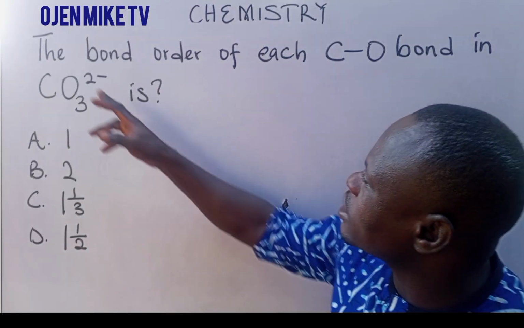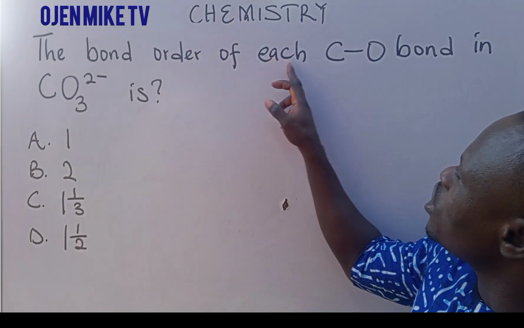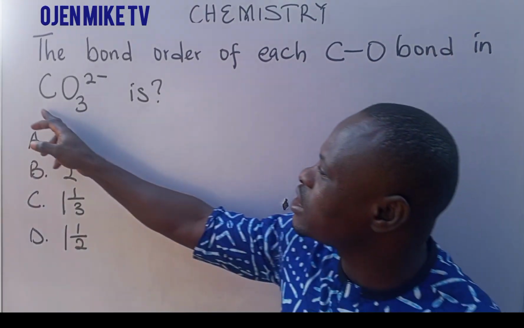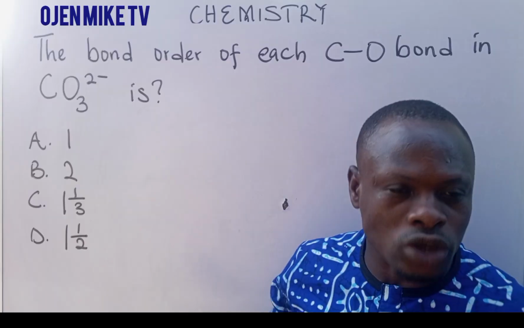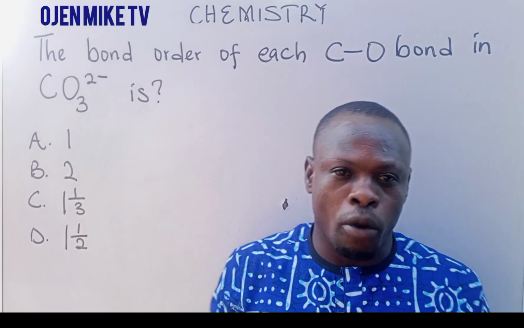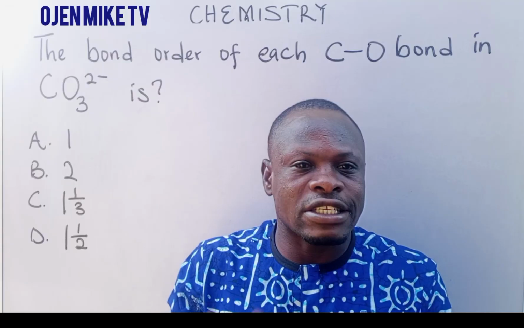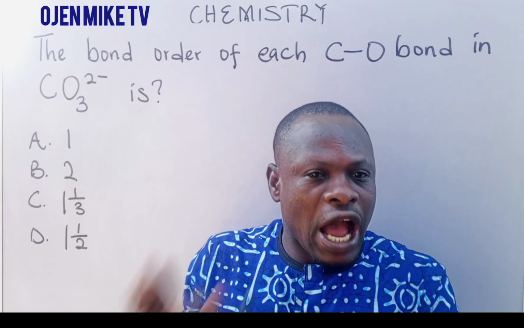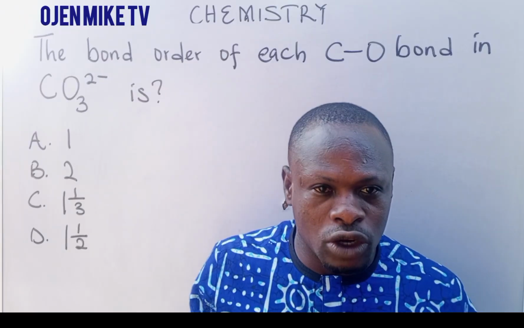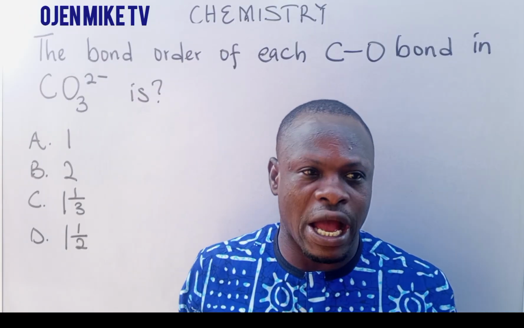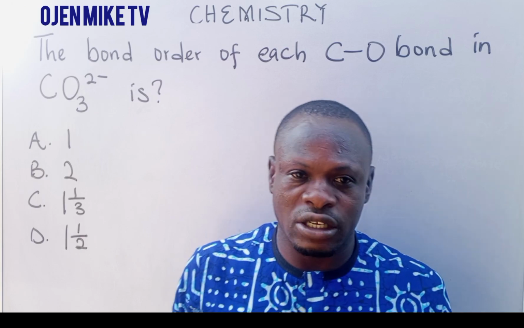This question we are asked: the bond order of each carbon to oxygen bond in this ion is what? What do you understand? Firstly, let's look at what bond order is. Bond order is a measure of the number of chemical bonds between atoms in a molecule. Do you get that? That is what we call bond order. So every compound has a bond order. Is that understood?